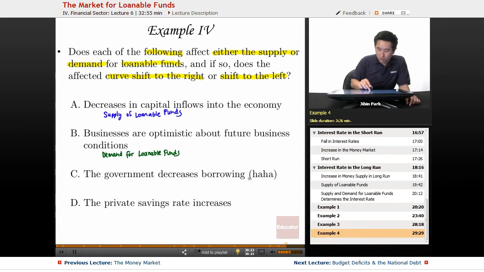Okay, the government decreases borrowing. Haha. Okay, this is the idea that when will the government ever decrease borrowing? You might find that funny. You might not find that funny here. But this is clearly going to be another demand for loanable funds here. So I'll use green here for demand for loanable funds.